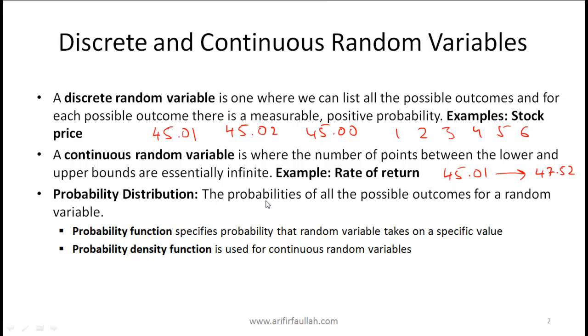Probability distribution. This basically is the probabilities of all possible outcomes for a random variable. When we say probability function, this specifies the probability that a random variable takes on a specific value, and this generally applies to discrete random variables. If we are talking about a continuous random variable, then we refer to the probability density function.